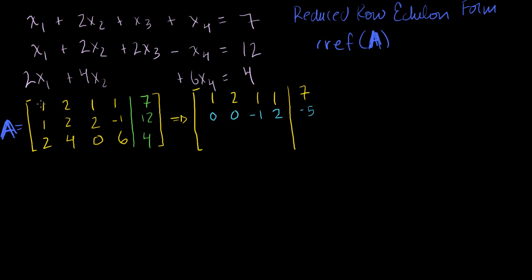So 2 minus 2 times 1 is 0. That was the whole point. 4 minus 2 times 2 is 0. 0 minus 2 times 1 is minus 2. 6 minus 2 times 1 is 6 minus 2, which is 4. And then 4 minus 2 times 7 is 4 minus 14, which is minus 10.